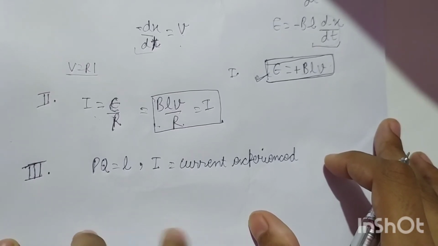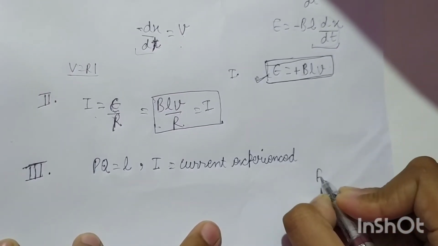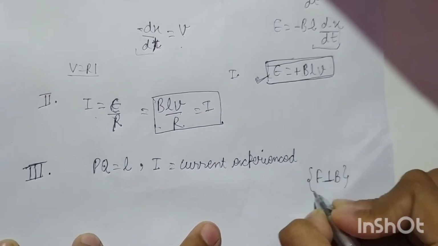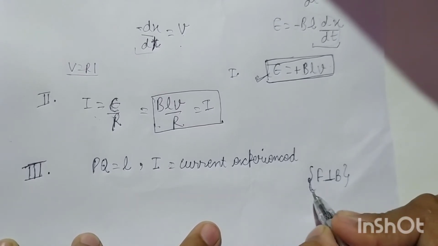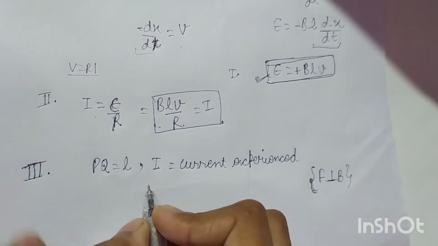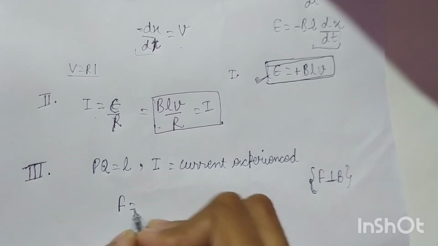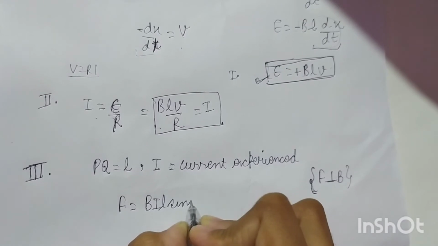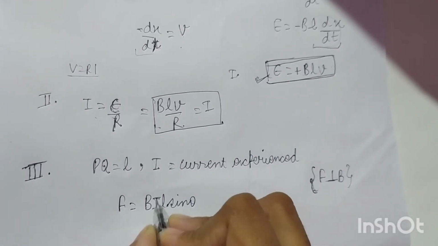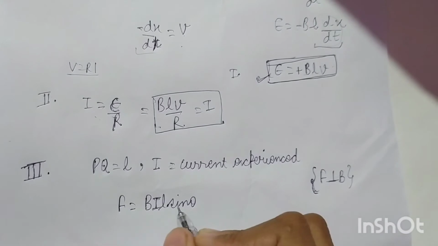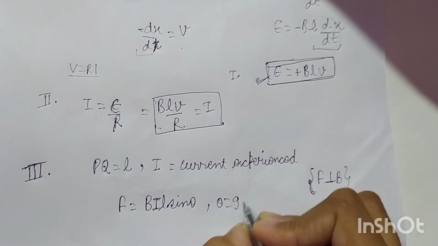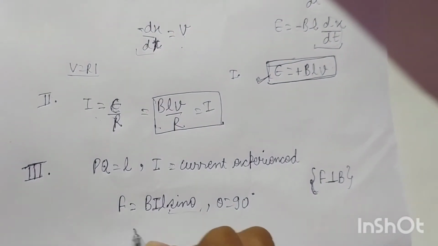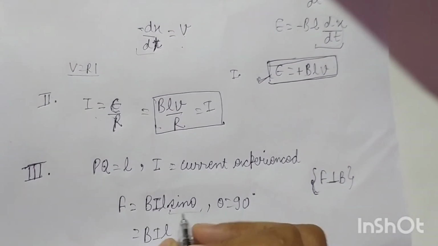We already know that this force is perpendicular to the magnetic field. Why? Because the field is perpendicular, into the plane of paper. And we know the value of force from the formula BIL sin theta, the force on a moving conductor placed in a magnetic field. Here theta is equal to 90 degrees, so we put sin 90. What do we get? F is equal to BIL, because sin 90 is 1.